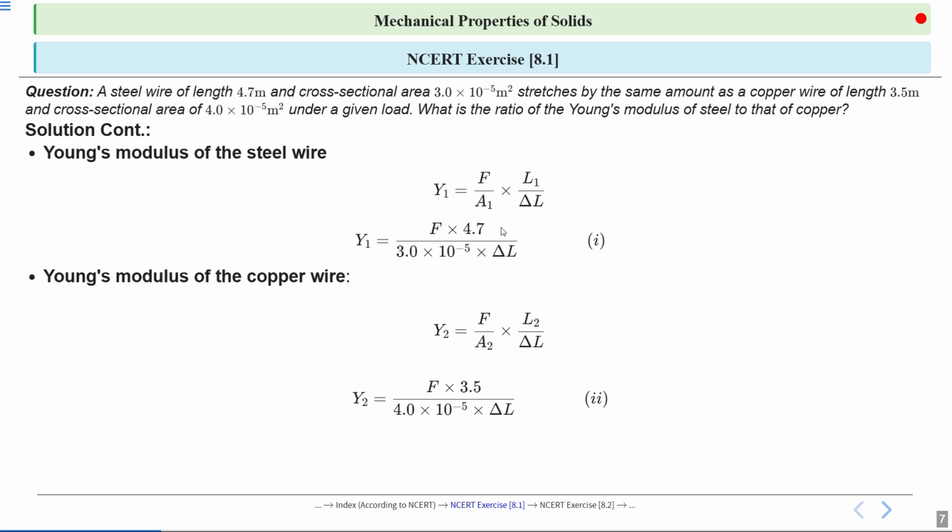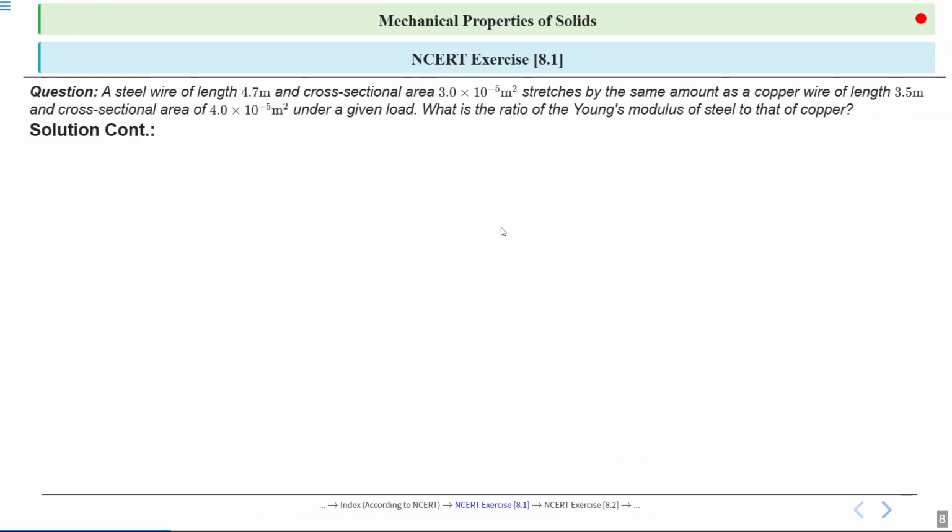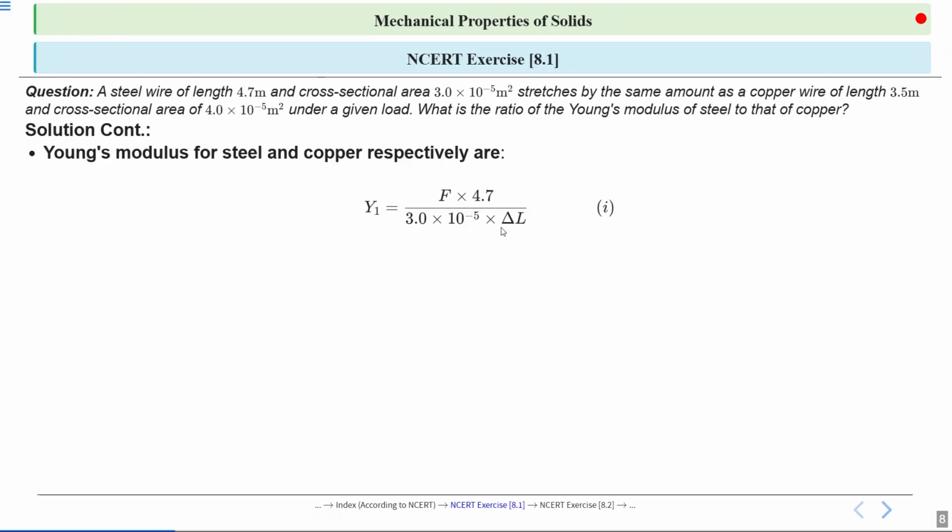So now we have two equations, first and second. Young's modulus for steel and copper wire respectively are Y1 equal to F into 4.7 divided by 3.0 into 10 raised to the power minus 5 into delta L, and Y2 equal to F into 3.5 divided by 4.0 into 10 raised to the power minus 5 into delta L. Alright, so we have two equations, equation first and equation second.